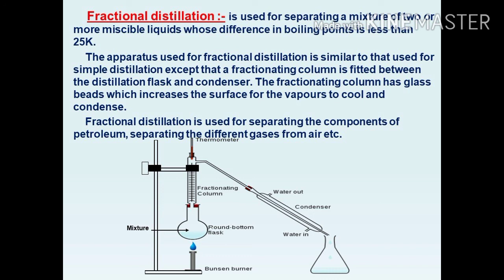What is the function of the fractionating column? The fractionating column has glass beads which increase the surface for the vapors to cool and condense. It allows the vapors to cool and condense on these surfaces. And fractional distillation is used for separating the components of petroleum and separating the different gases from air.